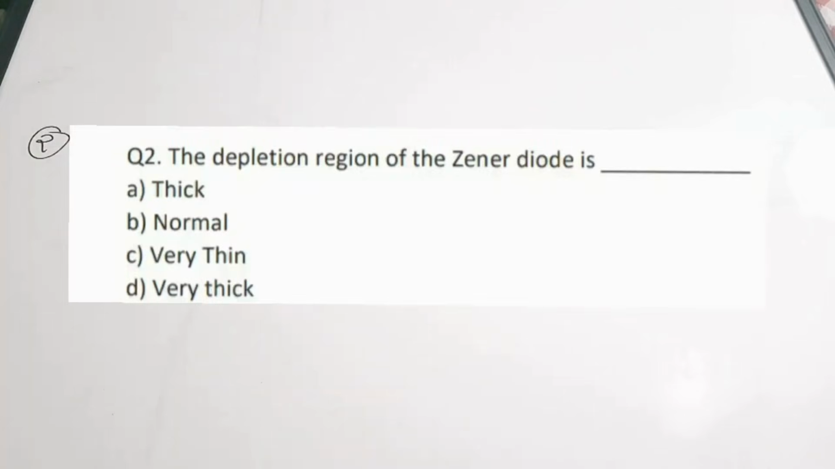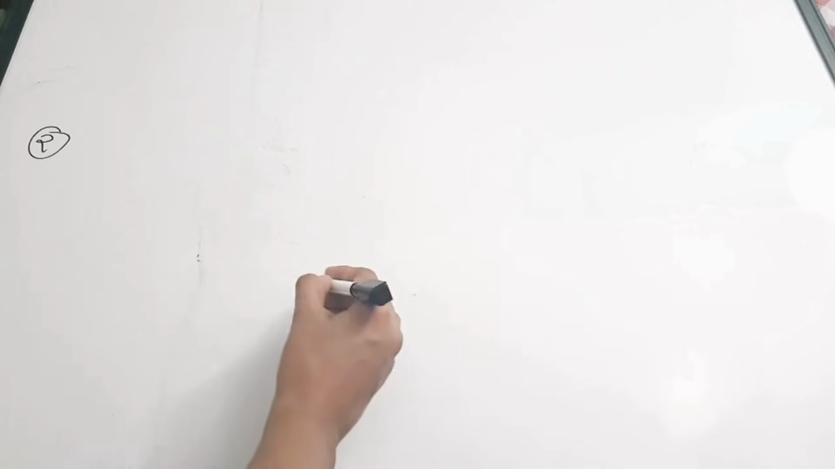The second question: the depletion region of a Zener diode is dash. The question is asking about the thickness of the depletion region. A, thick, that is the depletion region is thick. B, normal. C, very thin. D, very thick. The correct answer is option C, very thin. Since this diode is mainly focusing on breaking down of the junction, the depletion region is actually very thin. The correct answer is option C.